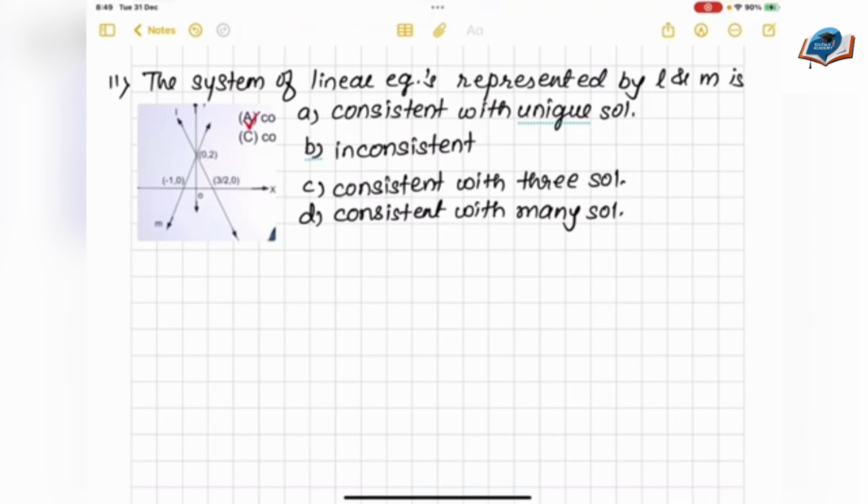Now, the next one says the system of linear equations represented by L and M is consistent with unique solution, inconsistent, consistent with three solutions, or consistent with many solutions. So it is consistent with unique solution as they meet at one point only.